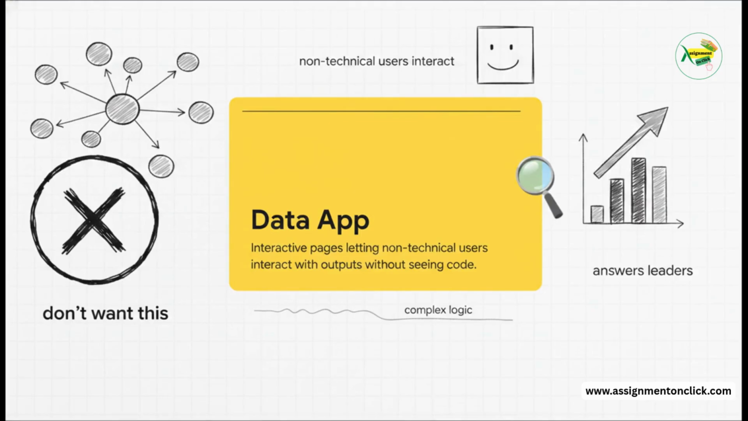Managers and business leaders usually do not want to look at a deeply technical workflow with dozens of nodes on a screen. They just want the answers, and they want them quickly. KNIME lets you solve this by turning your analysis into a data app. These are basically interactive pages, built with special nodes that let non-technical users interact with your workflow's outputs, completely hiding all that complex logic running in the background.